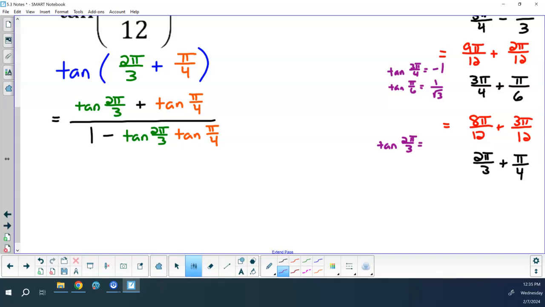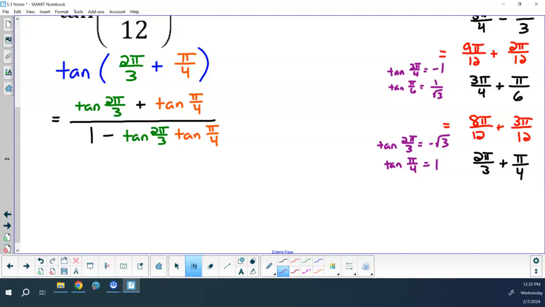You guys should have these. These shouldn't be that hard to figure out at this point in time. Yeah. Negative square root of 3. Tangent at pi over 4. Okay. Which one's easier to work with? 1 over the square root of 3 or negative square root of 3? Negative square root of 3 is easier to work with, right? Okay. Less denominators that you have to combine.